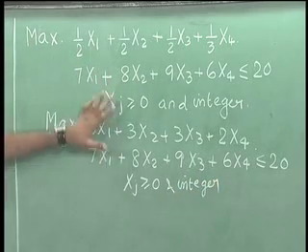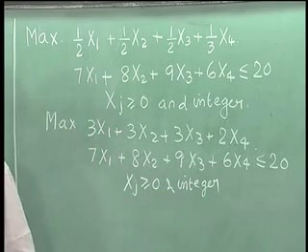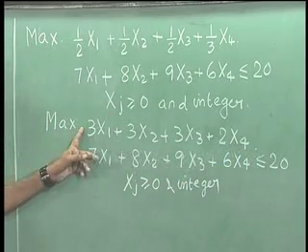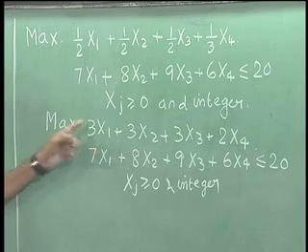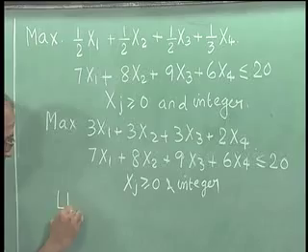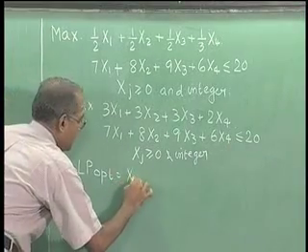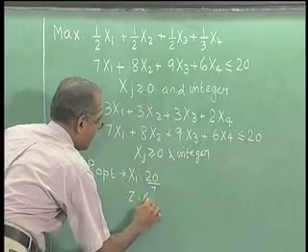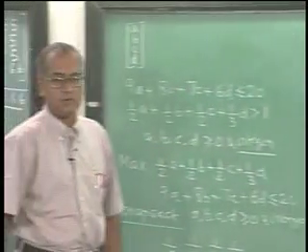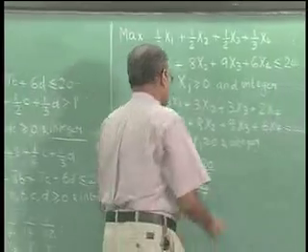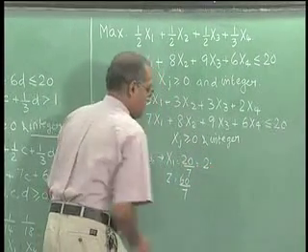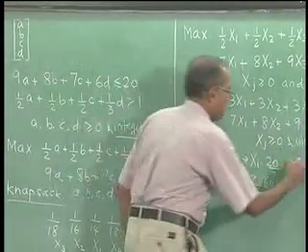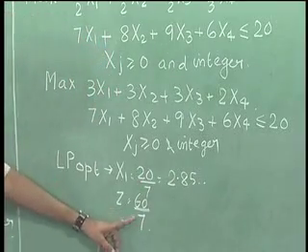Now, if we remove this integer restriction, the optimum solution to the problem is given by x1 equal to 20 by 7 with z equal to 3 into 20 by 7, which is 60 by 7. So, we first take the LP optimum, which will be x1 equal to 20 by 7 with z equal to 60 by 7. So, x1 is equal to 2.85, with z equal to 60 by 7.